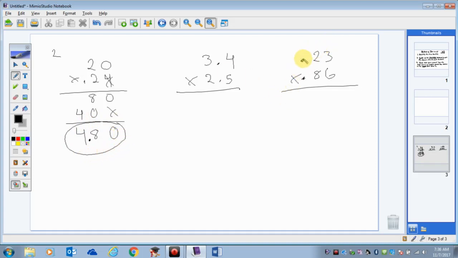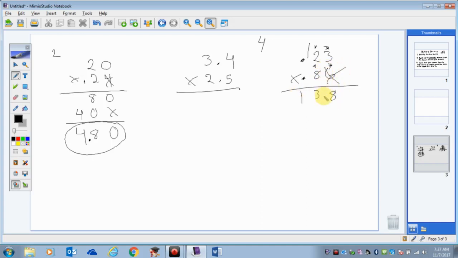Alright, this one here we have 1, 2, 3, 4. So there's going to be 4 behind the decimal. So I'll write that up there. Get rid of those little numbers because I'm going to need to multiply. So I have 6 times 3 is 18. So 8, carry my 1. 6 times 2 is 12, plus 1 is 13.